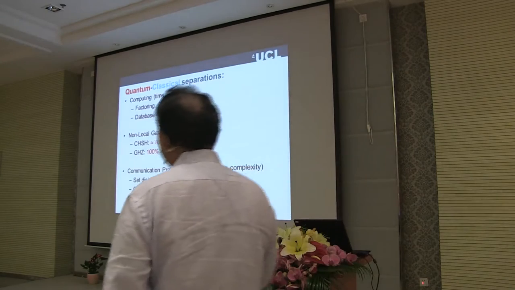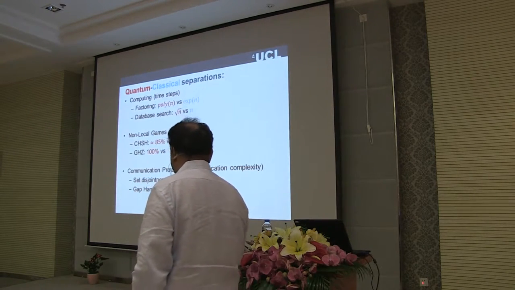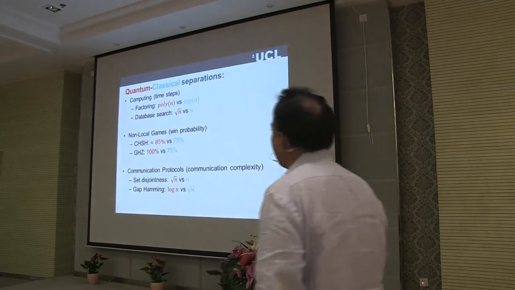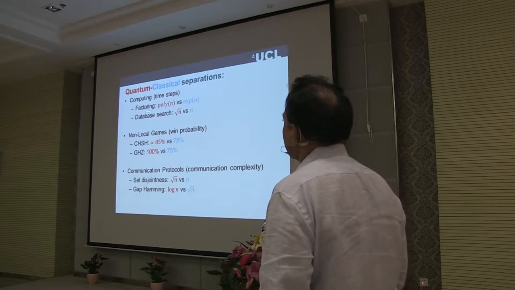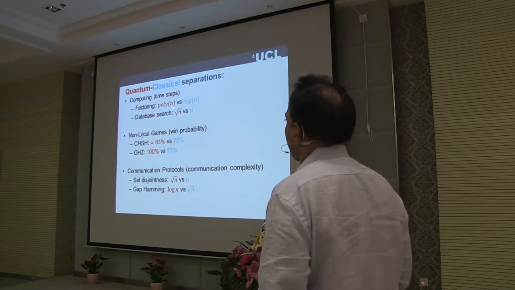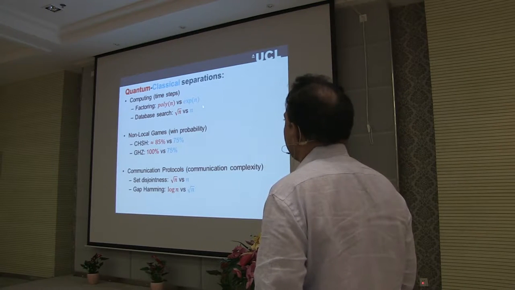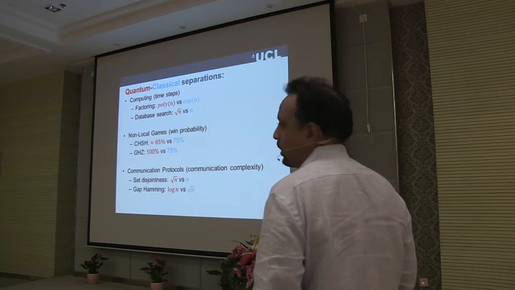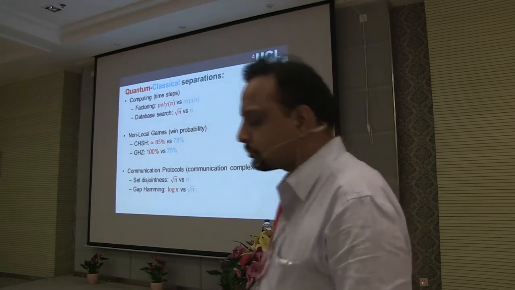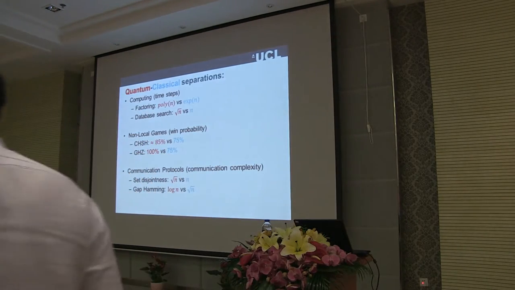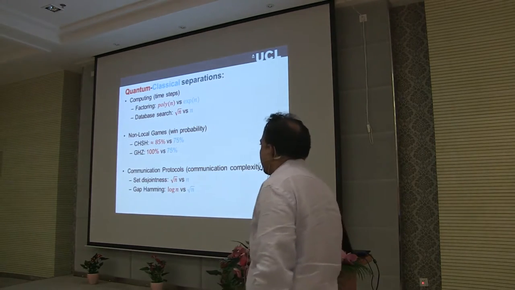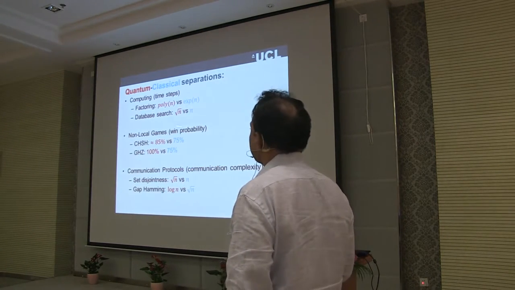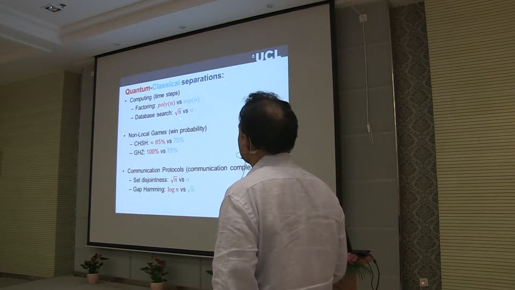So what we know already, of course, from the famous result of Shor, is that factoring can be done super fast using quantum computers, whereas classically the best known algorithms are only exponential. So that is, of course, one of the greatest powers that we know of quantum computing. Then again, due to Grover, we know that database search can be done in square root n, versus classically it needs n.